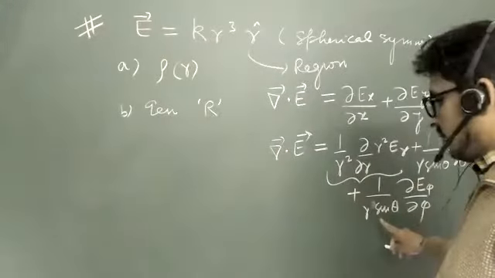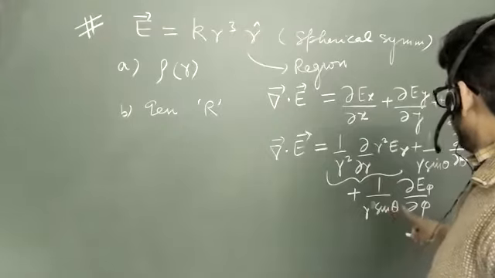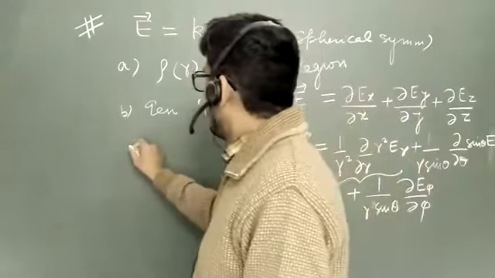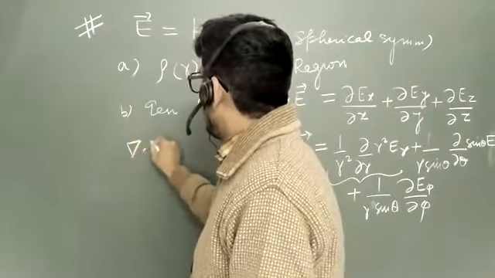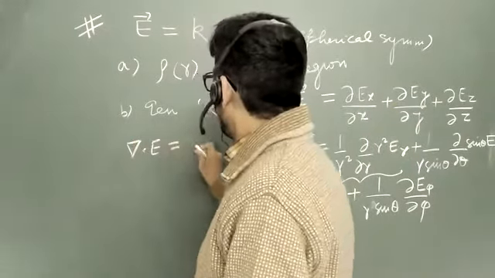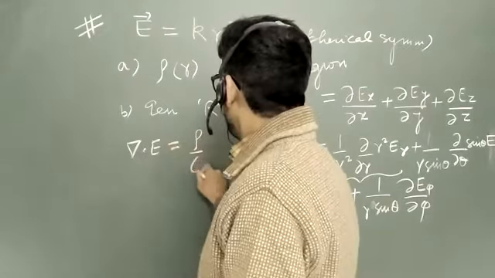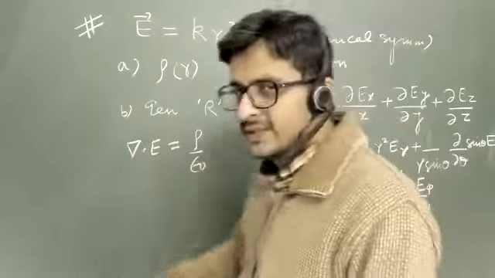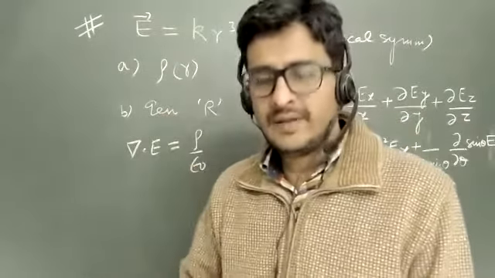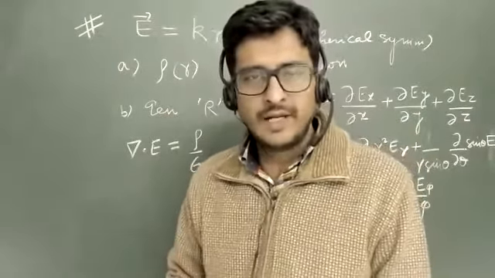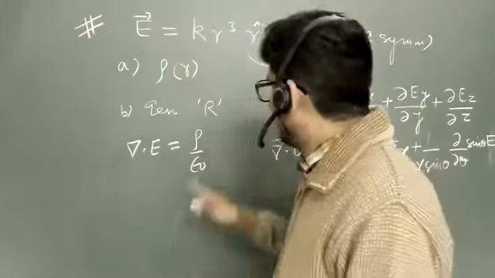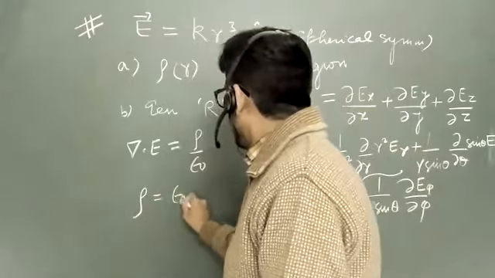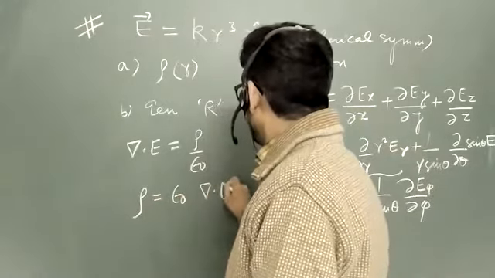So what we will do is we will just take this part, and we want rho. You know the equation del dot E is equal to rho by epsilon naught. We have to calculate rho. I told you this is Gauss theorem only, in differential form, in the previous class. So what will be the value of rho? It will be epsilon naught into del dot E, right?